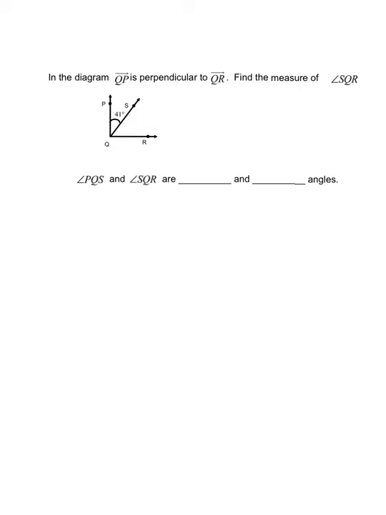All right. In the diagram, ray QP is perpendicular to QR. Because it says it's perpendicular, we know that makes a right angle, which means it adds up to what? Hopefully you just said 90 degrees. They want us to find the measure of angle SQR. So they want us to find that one.